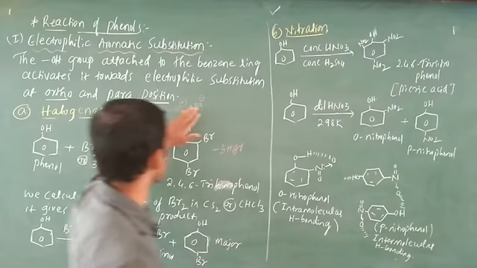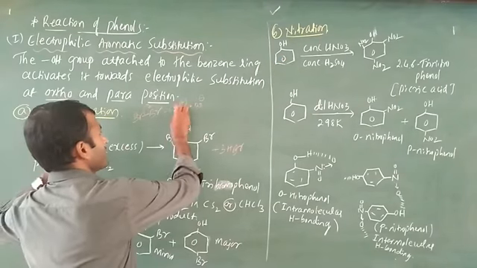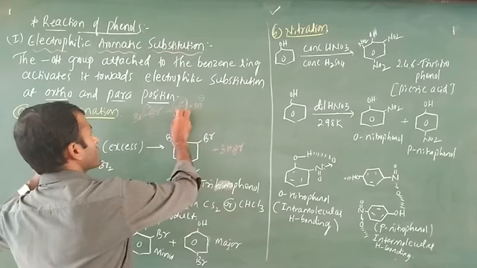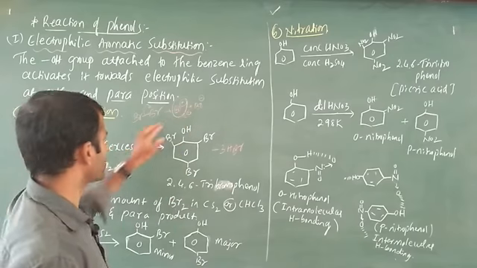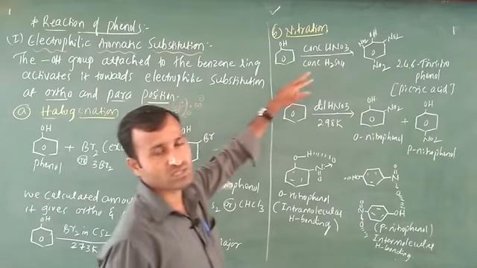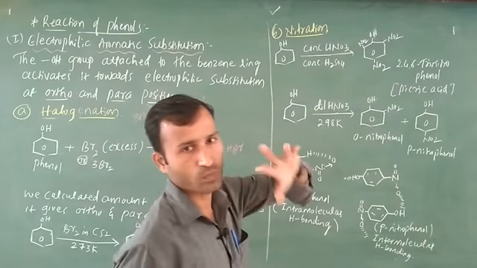Next one is nitration. In this case, the important point, bear in mind, is that there is a generation of an electrophile, E plus. In the halogenation case, there is a generation of Br plus acting as the electrophile. In this case also there is a generation of electrophile, that is NO2 plus.